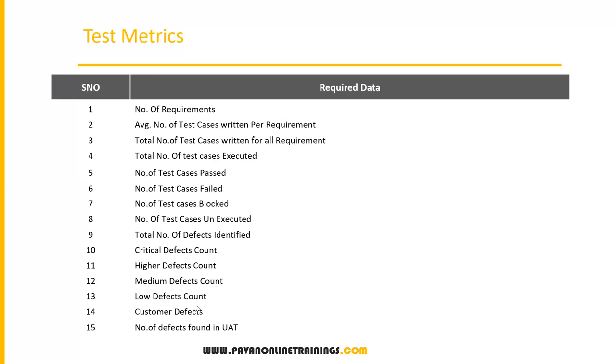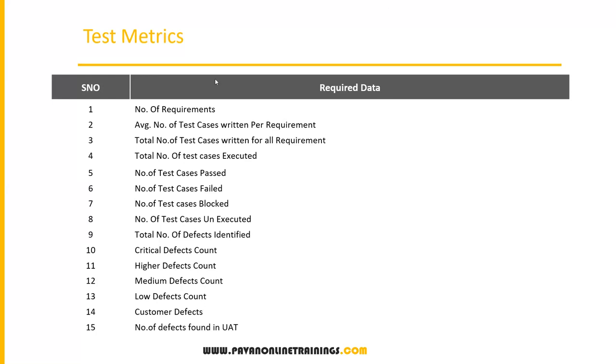And customer defects: how many defects were raised by the customer in production, and the number of defects found in UAT. UAT testing means that after completion of system testing, the UAT people will start. How many defects were found by UAT? We will collect all this data. These are not exactly metrics; we have to collect this data to calculate the metrics.